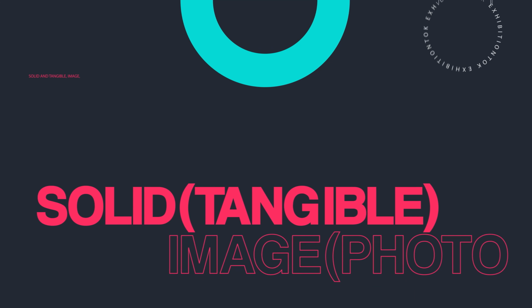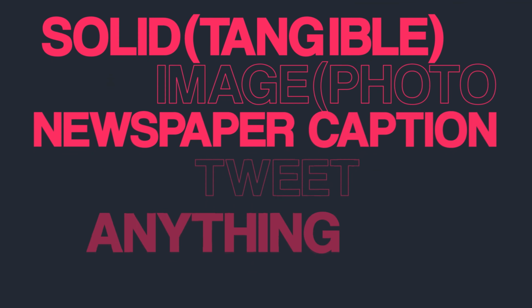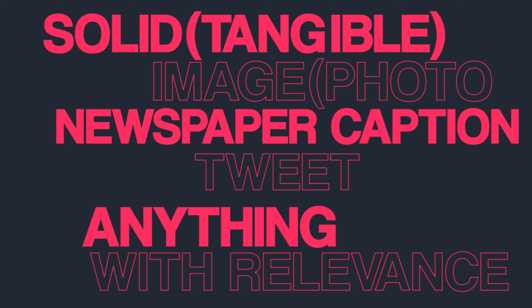The object can be solid, can be tangible, like this necklace. The object can be an image or a photo. The object can be a newspaper caption. It can be a tweet. It can be any electronic image that has relevant information to your prompt. IB has given a wide latitude from where you can select your object. A student can use their own created objects, but it should have been created earlier. A student cannot create an object ostensibly for the purpose of the exhibition. No, that is not allowed.